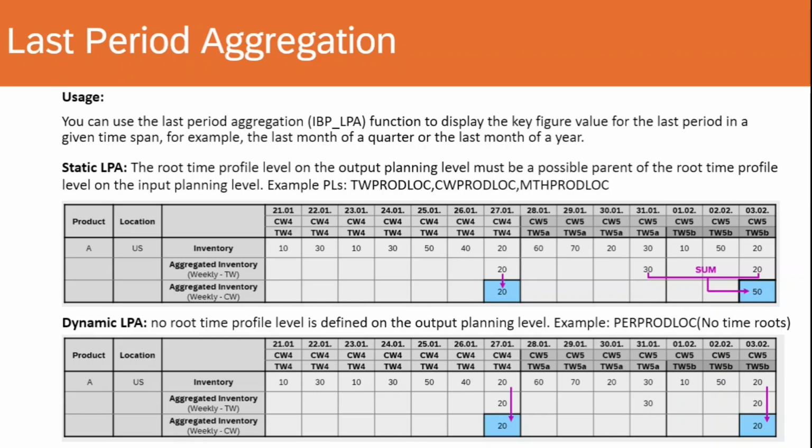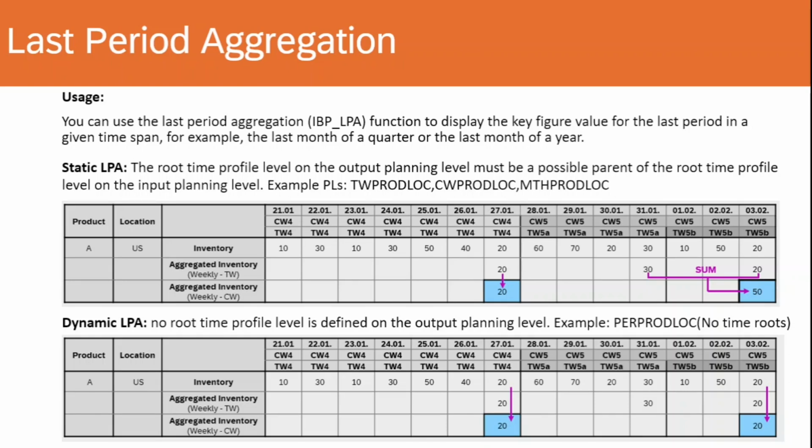So let's understand the types of last period aggregation as well, right? There are two types of last period aggregation. The first one is the static last period aggregation, where the data at the lowest level, let's take an example of a day, the lowest level is a day, right, would be aggregated to the static time profile level, right?